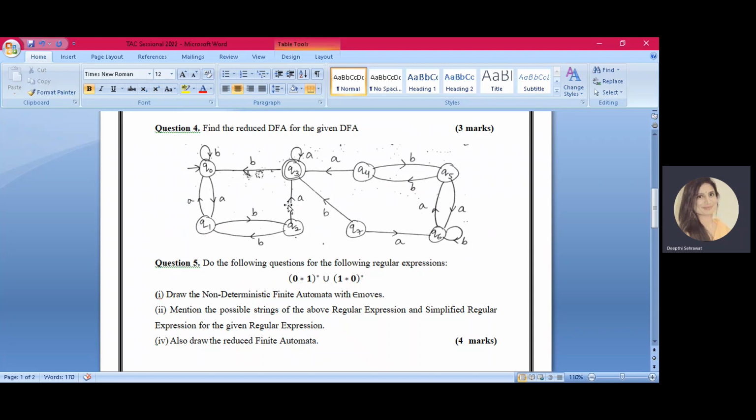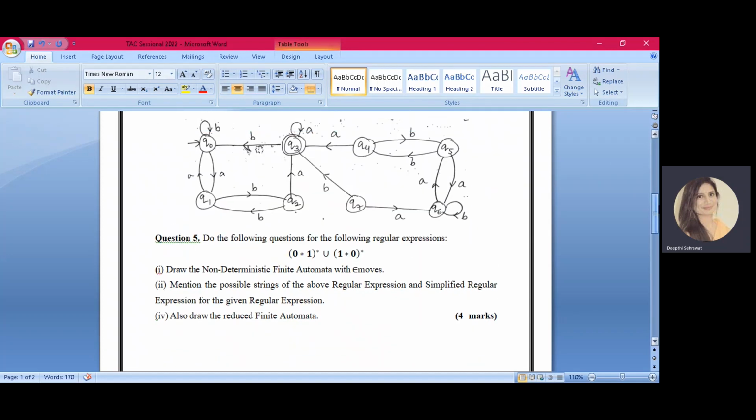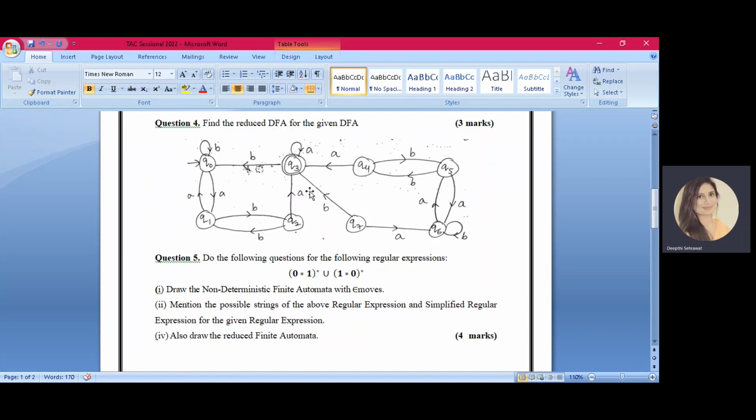Now we are left with 4 states, and you will apply the reduction algorithm on them and find out whether it can be further reduced to a lesser number of states, or whether it stays at 4. So this question is of 3 marks. Once you have made the reduced DFA, its behavior should be the same as the original DFA, which means it should accept the same strings.